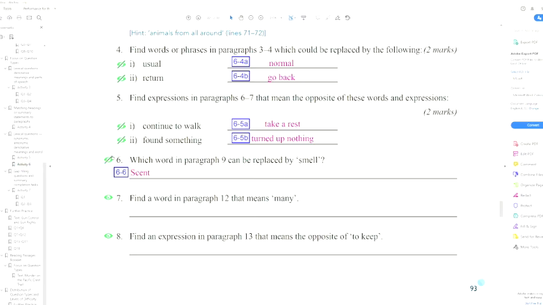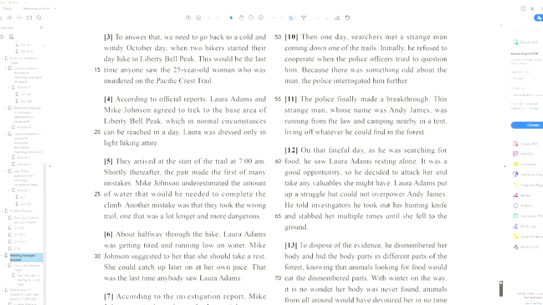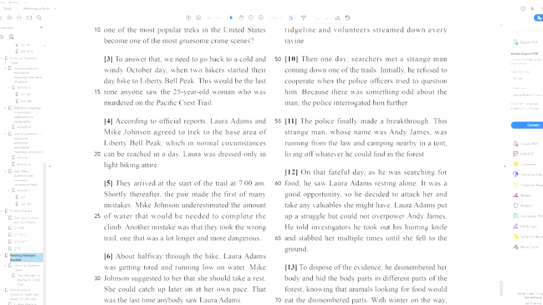Find a word in paragraph 12 that means many. A single word in paragraph 12. He told investigators he took out his hunting knife and stabbed her multiple times until she fell to the ground. What is the same as many? That would be multiple.